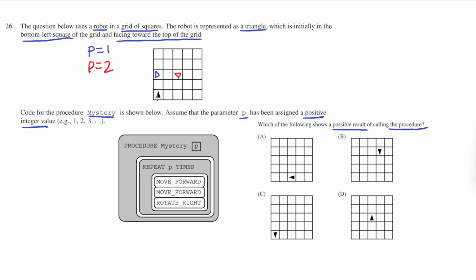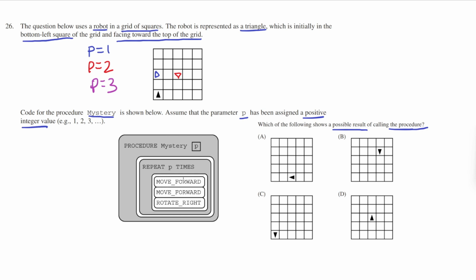We move from here to here in the first iteration, and then from here to here in the second iteration. And let's see if any of the answer choices look like that. None of them seem to do. This one is close, but it's up here in this square. We're not in that square. So that means none of these resulted from just 2 iterations. So now let's go on to a third iteration. We'll use this color here. So p equals 3.